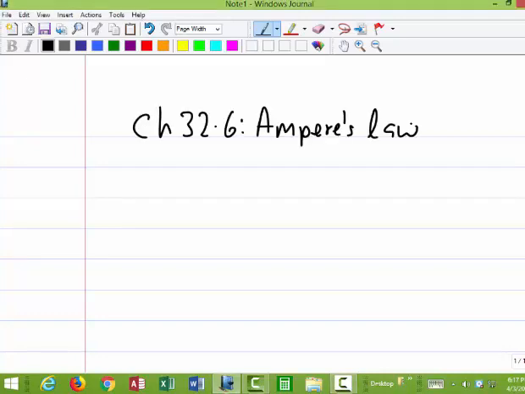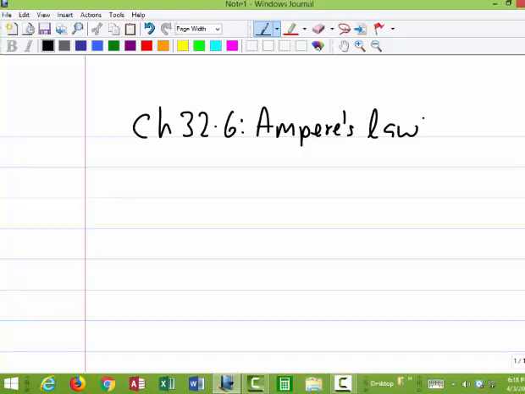All right, let's get started with Ampere's Law. With Ampere's Law, you will see that it's very easy now to solve a lot of problems that we were trying to solve with Biot-Savart law. The Biot-Savart law is what we use to find the magnetic field of a current at some point in space.